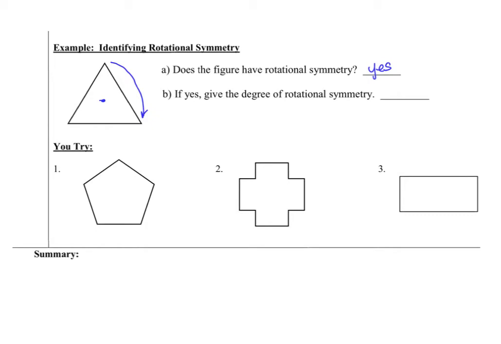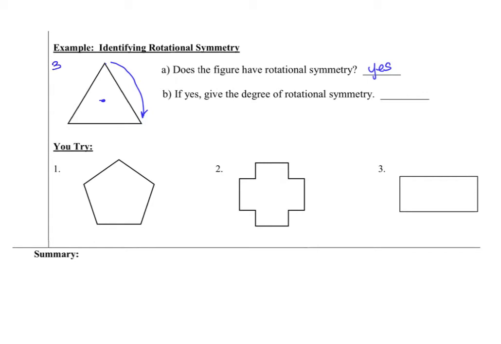So this triangle does have rotational symmetry. So now what we need to do is figure out the degree of rotational symmetry. So when you turn it one time, how many degrees are you turning it? The easiest way to figure this out is to look at the vertices you have. You have 1, 2, 3 vertices. So if I'm rotating it in a circle, that's 360 degrees.